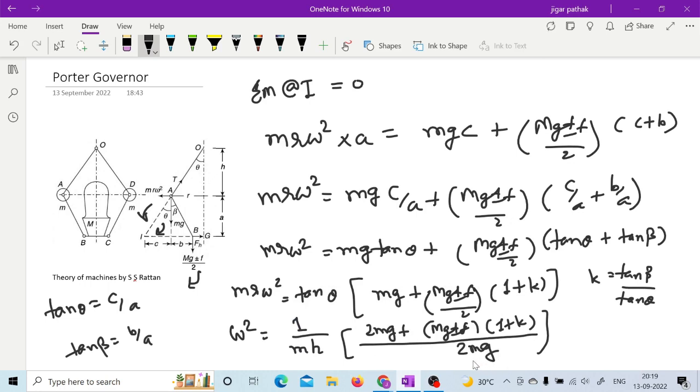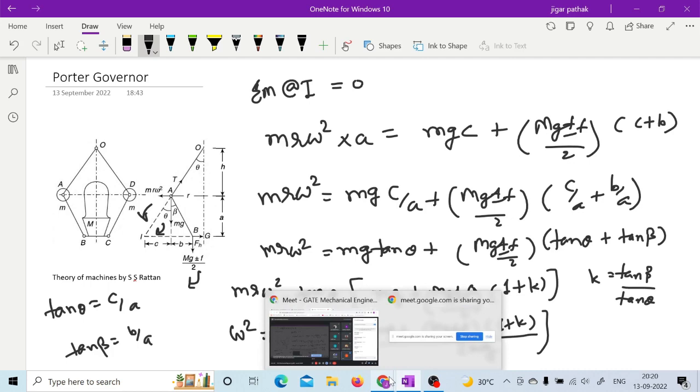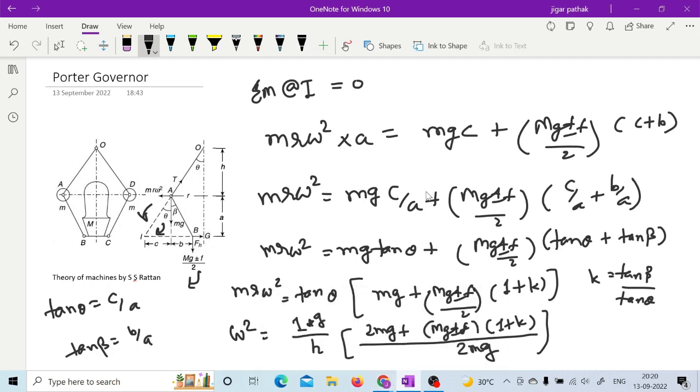Right, so this is how you can write. Actually, I have multiplied and divided it by g also in the same step, right? You can consider it, because this m also I have taken inside, so it will be like this. So omega square can be given by this g by h, right? In bracket this 2 mg plus or minus f 1 plus k by 2 mg.